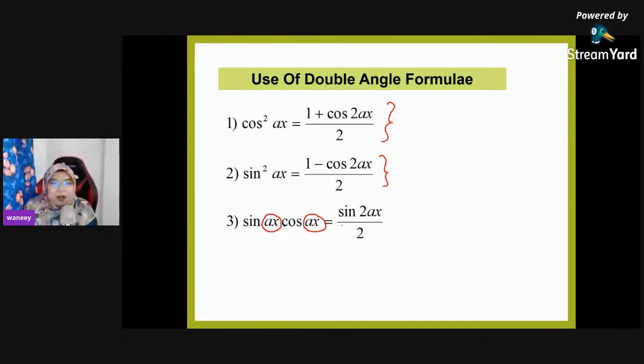So that is how we can use the double angle formula. So it will become sine of 2ax over 2. Nanti 2 dengan 2 tu jangan cancel lah. No. Don't cancel. Memang tulis macam tu je. Sine of 2ax over 2. Or you can easily write them down as 1 over 2 sine of 2ax. Jangan suka-suka cancel lah.